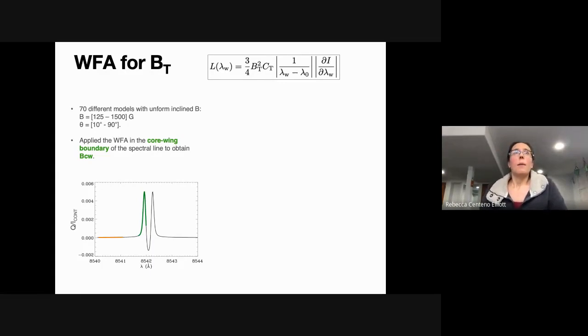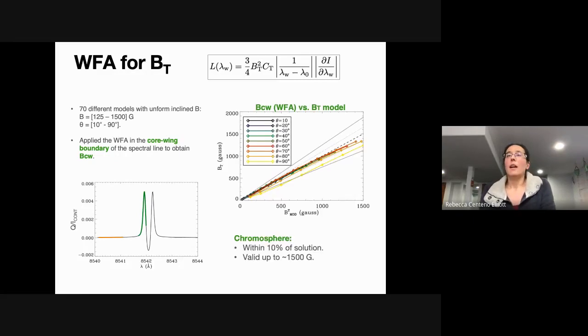I created 70 different model atmospheres with uniform magnetic fields, different strengths, and different inclinations with respect to the line of sight, between 10 and 90 degrees. 90 degrees corresponds to a magnetic field that's perpendicular to the line of sight. And these were the solutions that I found. This figure on the right shows the inferred transverse components of the magnetic field from the weak field approximation as a function of the magnetic field in the model. Each one of the little diamonds is an inference. The colors just denote the different inclination angles in the model atmosphere.